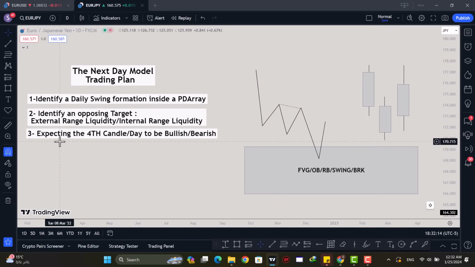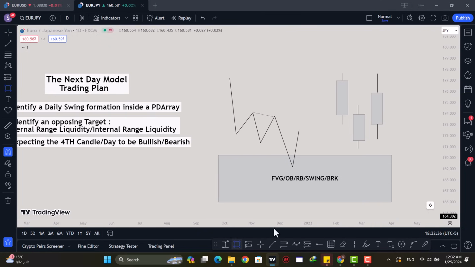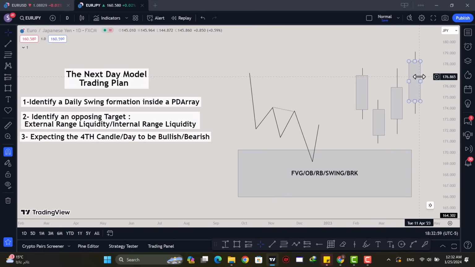The third step is we are expecting the fourth candle or the day, which is the same because we are operating on the daily time frame, to be bullish or bearish. Either bullish or bearish, all right? So if price is going down, of course, and we form this swing right here, we are expecting the fourth candle right here to be a bullish candle. So something like this. We formed a daily swing inside a PDRA. We have a target, either external or internal range liquidity, filled swing or a fair value gap, right?